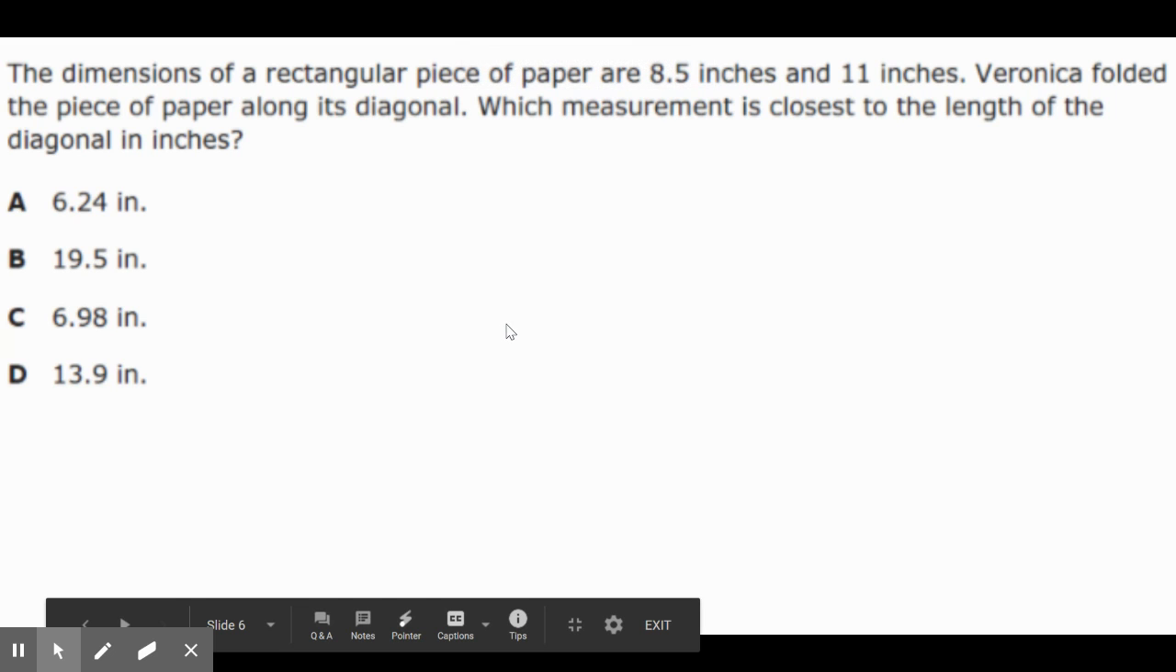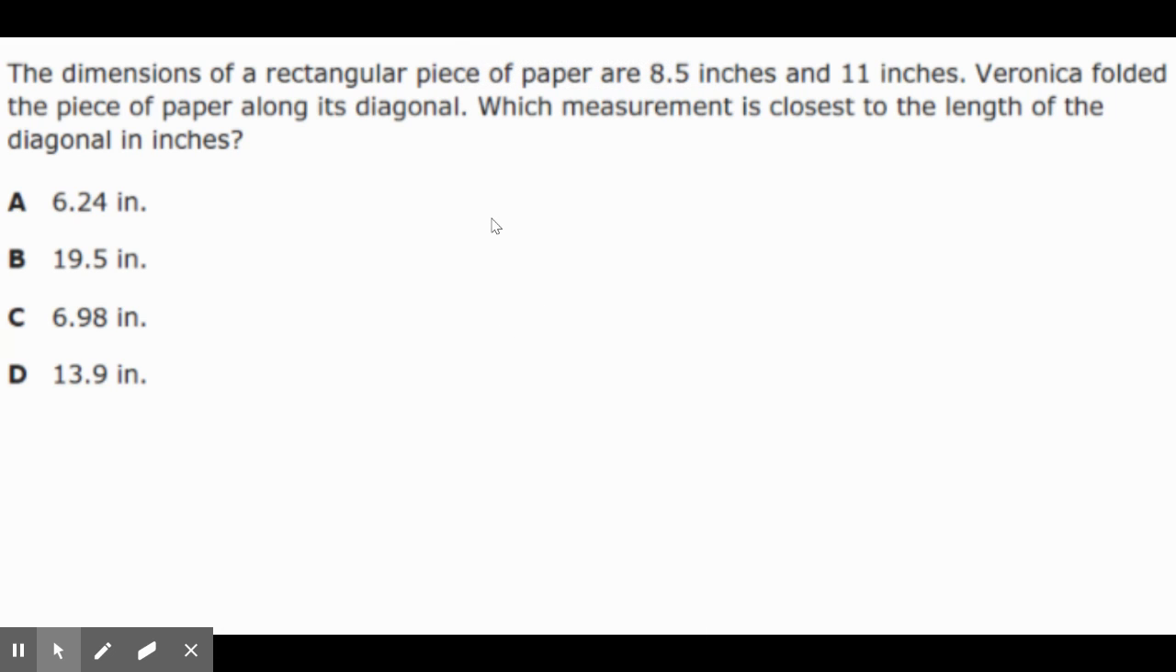Guys, let's go ahead and look at an example of the Pythagorean Theorem. All right, remember we've been talking about how the Pythagorean Theorem is a way for us to find the missing side lengths on right triangles. So let's look at the problem.